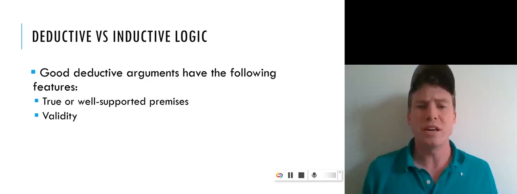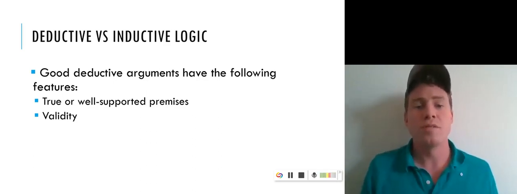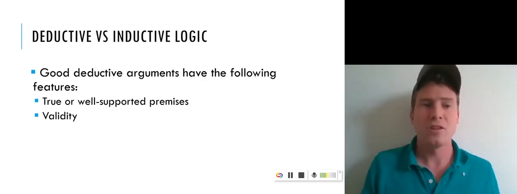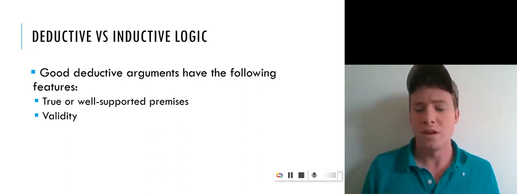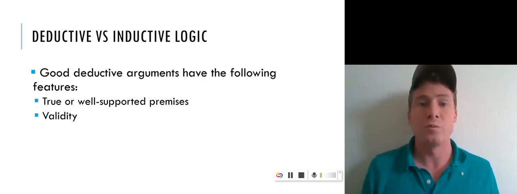So good deductive arguments have the following two features. They have true or well-supported premises, as we said, and they're valid. Right? The truth of their premises guarantees the truth of their conclusion. So that's the standard for deductive arguments, validity. Deductive arguments are most common in deductive logic, in mathematics, in certain areas of philosophy. This is the sort of standard that we have for good arguments, as being valid and having true or well-supported premises.